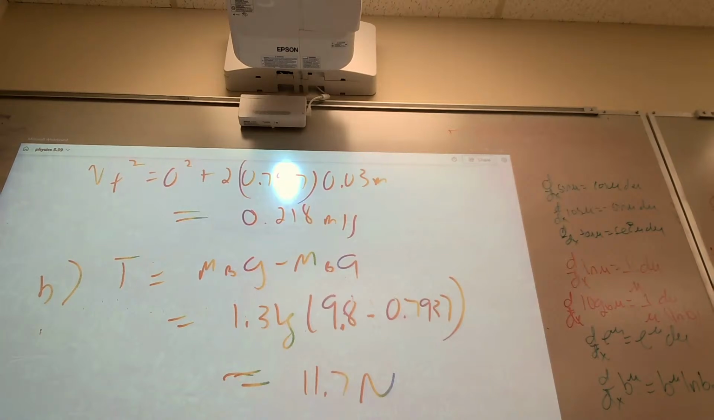Now, if it were not accelerating, our tension would be equal to the weight. Okay, now let's do 41.